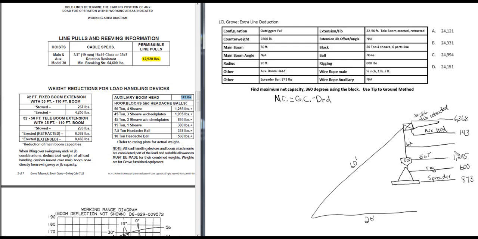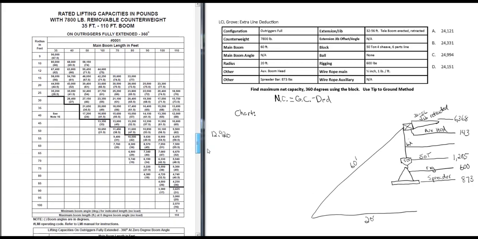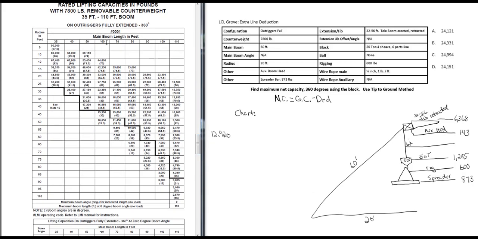To find out how much extra line we have, we first need our chart capacity. Our single line capacity is 12,920. Go ahead and write that down. But our chart capacity: 60 foot of boom, 20 foot radius, 360 degrees, outriggers fully extended. Okay, we've got 60 and 20, so it's 33,600.